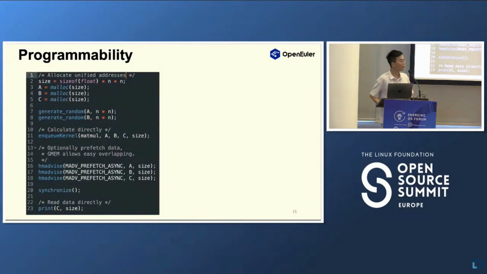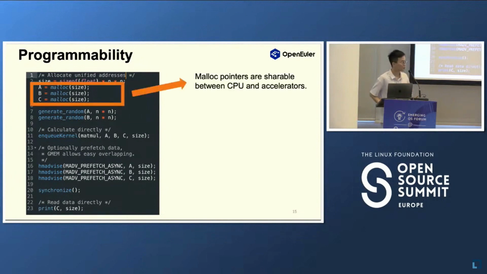The first evaluation we want to look at is how the programmability looks. Here on the slide is a pseudocode that I wrote, basically calculating the matrix multiplication of two buffers, A and B, generating the results in buffer C, and reading it from the CPU. We start by using malloc just as how you write your normal C++ program. We malloc three buffers for A, B, and C. And these pointers are now shareable between your CPU and accelerators.